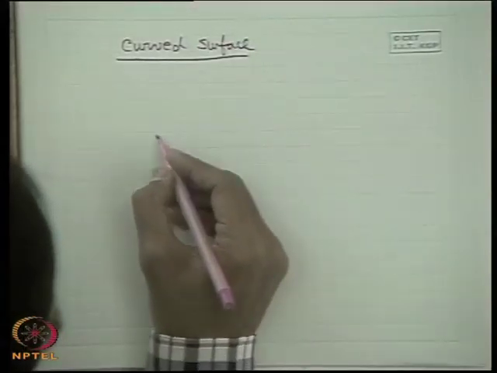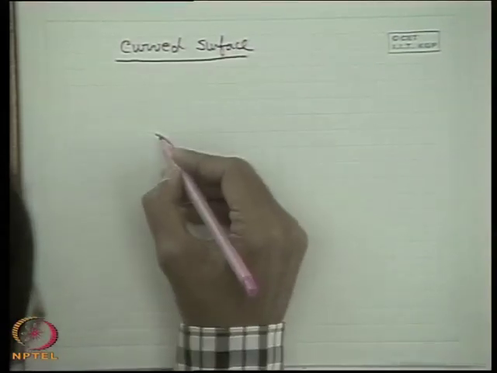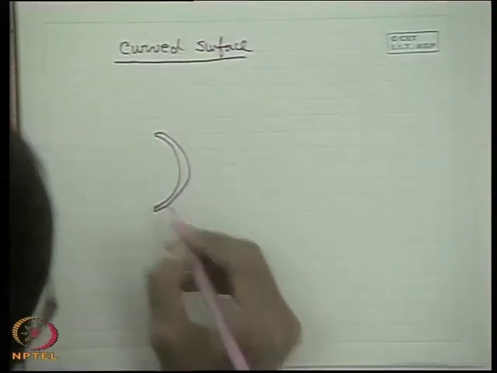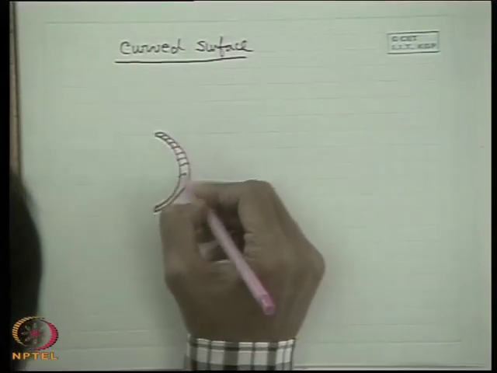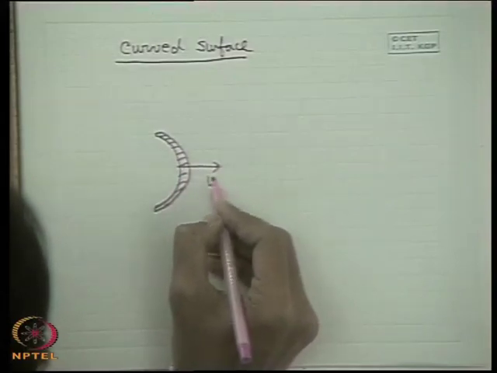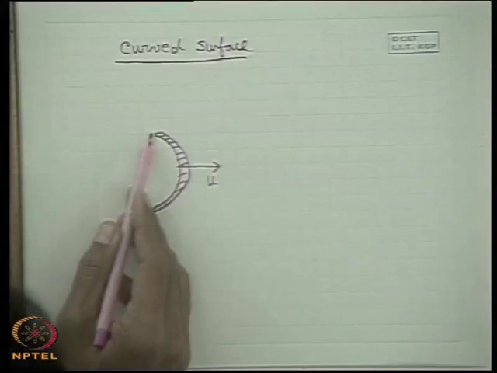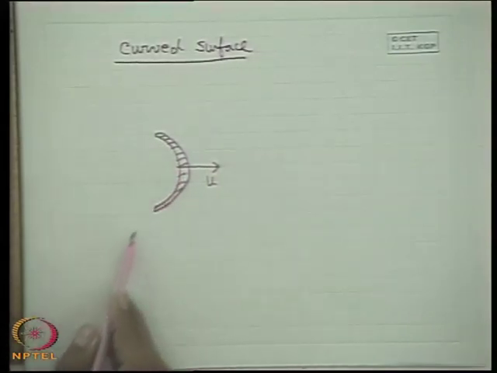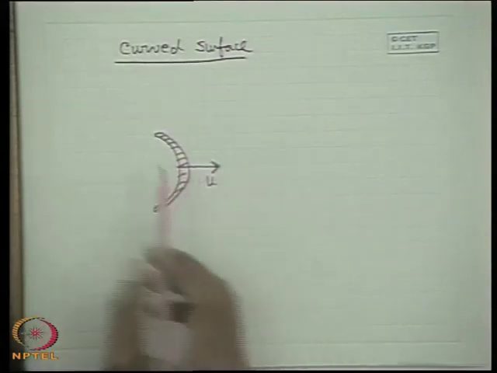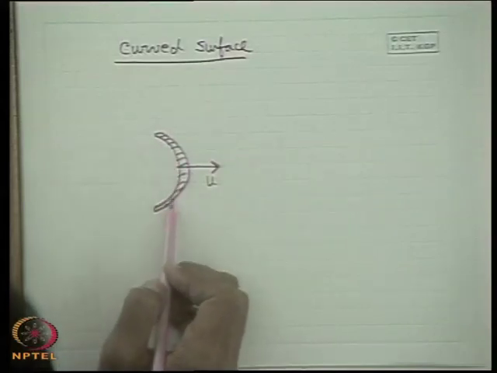Now, let us have a problem like this. There is a curved surface like that, and let this curved surface be moving in this direction with a velocity u. The fluid enters at this point on the curved surface, glides over it and comes out. Since the curved surface is moving with this velocity u, the fluid here will have a relative velocity, that is, a velocity relative to this curved surface.